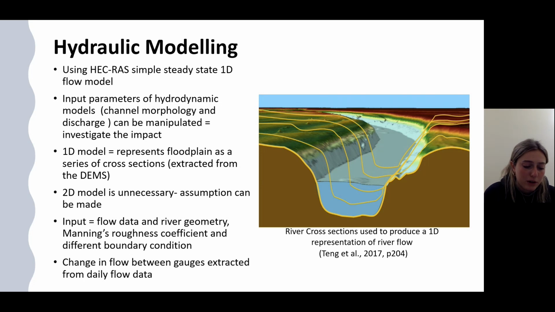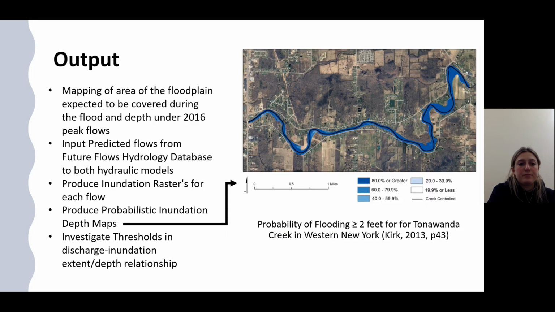The input data for the hydraulic models is flow data and river geometry, such as the river cross sections, Manning's roughness coefficients, and different boundary conditions. So the output of these models will hopefully be used to map the area of the floodplain expected to be covered during the flood and depth under 2016 flows. So the discharge from the 2016 floods will be input into both hydraulic models and then the results compared.